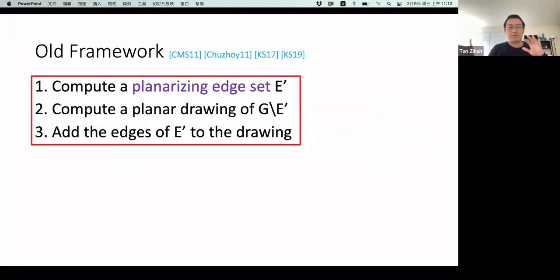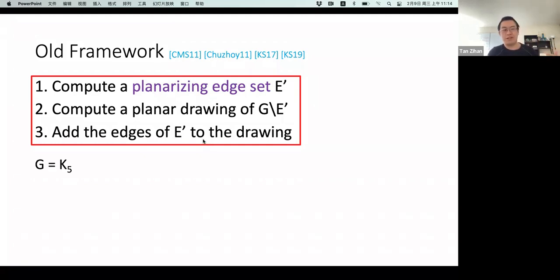Let's first look at the old framework used by all the previous algorithms that achieve provable guarantees for this problem. Recall that all previous algorithms use the same framework, and it's also the framework used in practice. It's a very simple framework. The first step is to compute a planarizing edge set of the graph. Here, a planarizing edge set is a set of edges in the graph whose removal leaves the remaining graph planar. The second step is to compute a drawing of the remaining graph in a planar way. Then we add these deleted edges back to the drawing. Very simple.